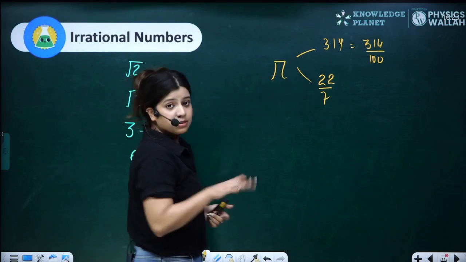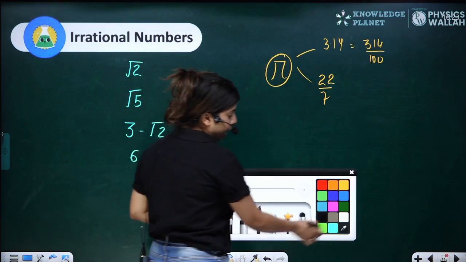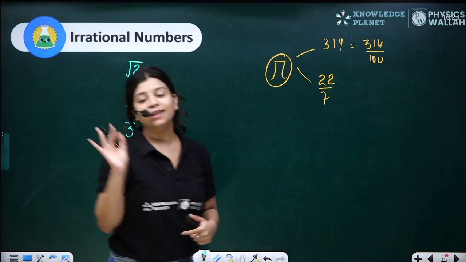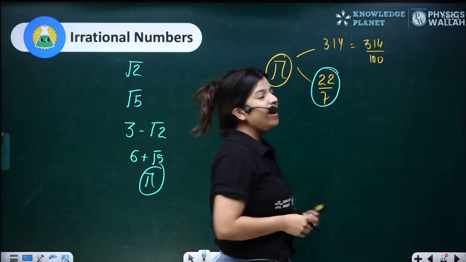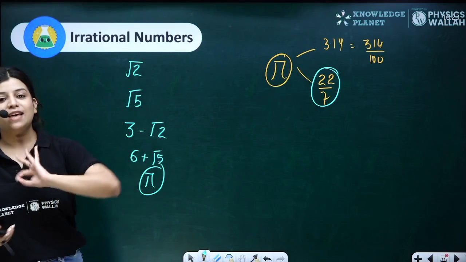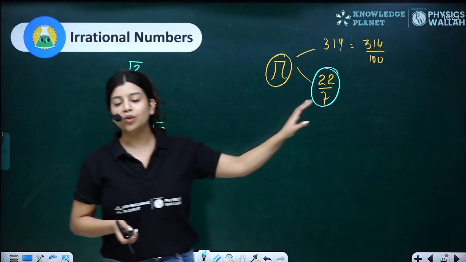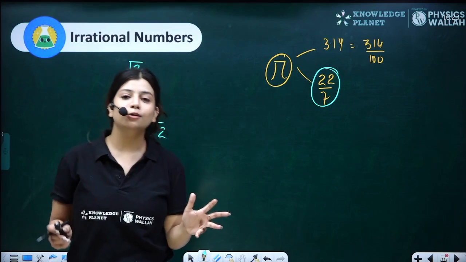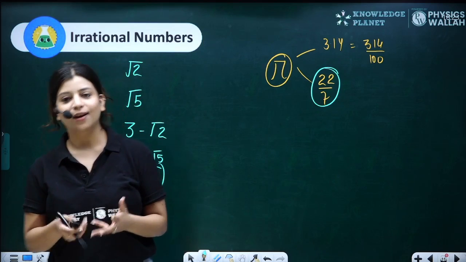So if the question comes like, is pi an irrational number? So you have to say that yes, pi is an irrational number. When the question comes like, is 22 by 7 an irrational number? So we have to say no. 22 by 7 is not an irrational number. Although we take the value of pi as 22 by 7, those values are approximate values that we are taking. I hope this thing is clear, right?